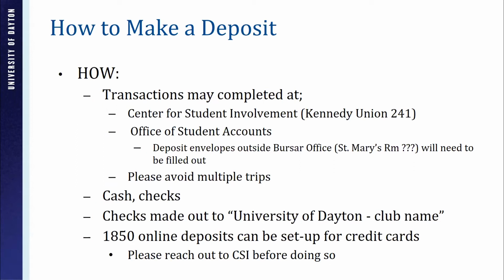If you go to the Office of Student Accounts and try to deposit that money and something is incorrect on the envelope, it adds a further delay. The group has to get contacted, things have to be corrected. It's much easier if you just come to the Center for Student Involvement, or as I mentioned on the previous page, the box office on the first floor of Kennedy Union. Please try to avoid multiple trips just to simplify things.